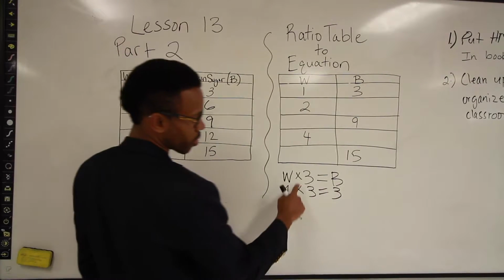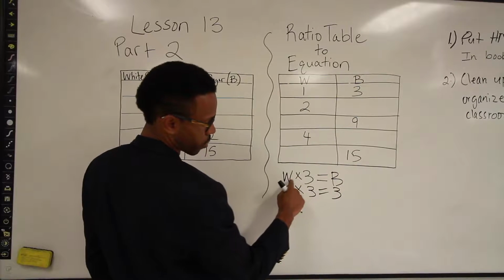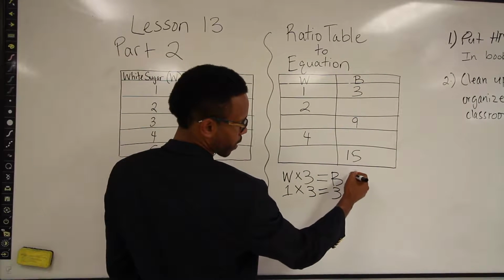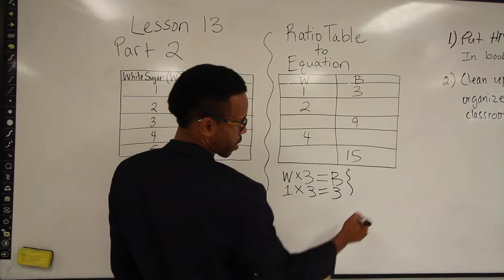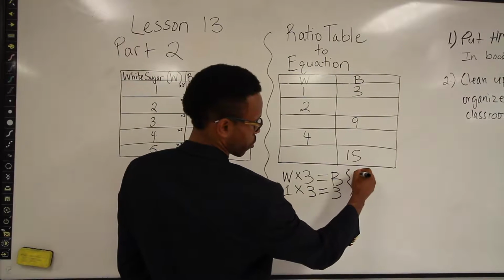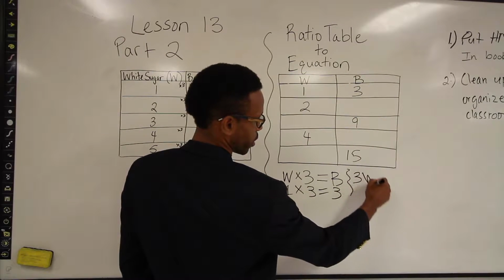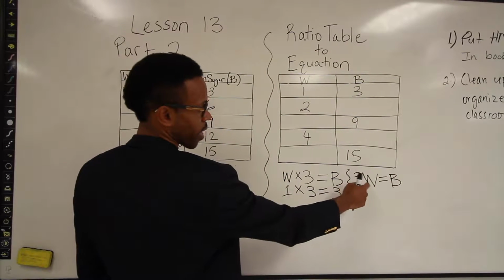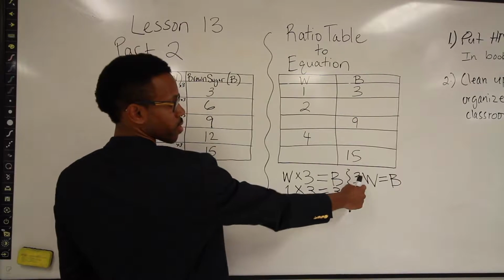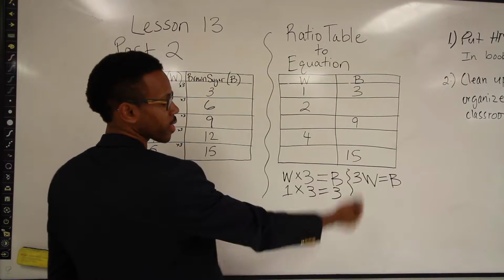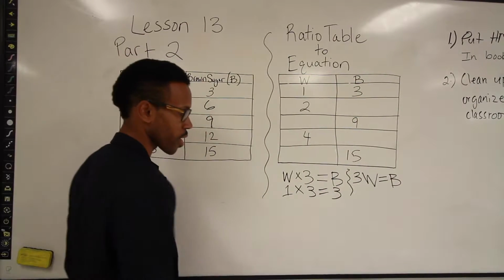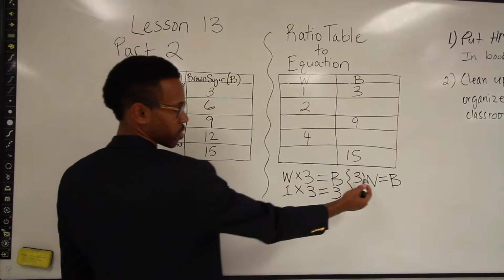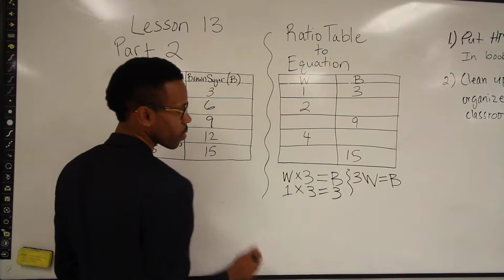Now another way to write this, remember we talked about in class also, you see how I have W times 3 equals B? Well, that will be the same as if I wrote 3W equals B, right? Because when I have a variable, just a letter, right next to the number, that automatically means multiplication. So this is the same as this. These are the same.